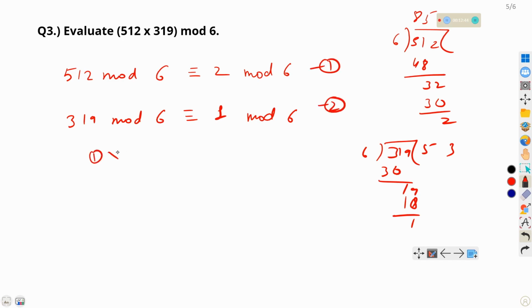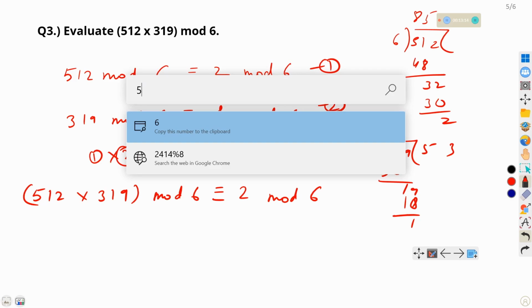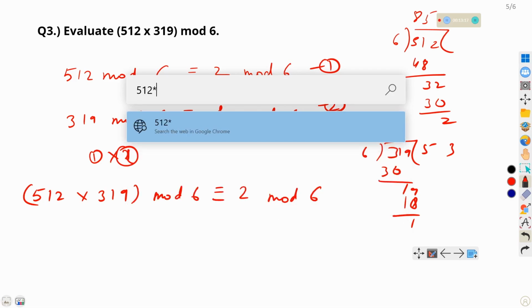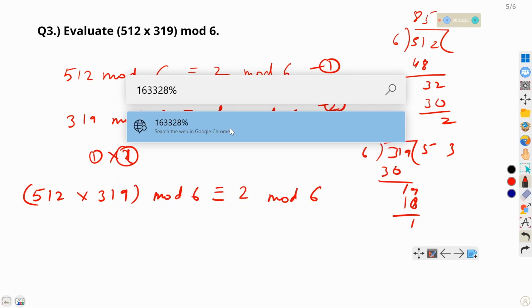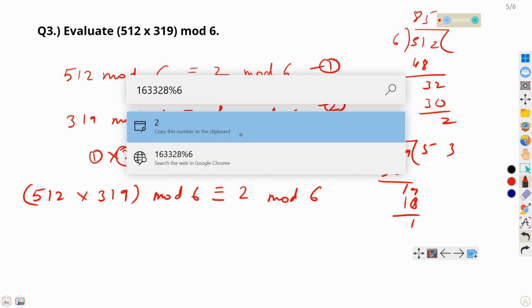Now we have to multiply these equations. Multiply equation 1 by 2 to get 512 multiplied by 319 mod 6 will be equal to 2 multiplied by 1, which is 2 mod 6. If you multiply these two numbers and find the modulo with 6, you get a remainder of 2. Let's quickly check this. 512 multiplied by 319 is 163328, and modulo 6, you get the remainder 2.